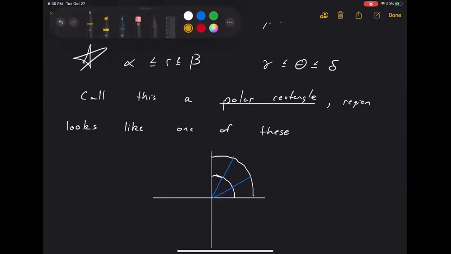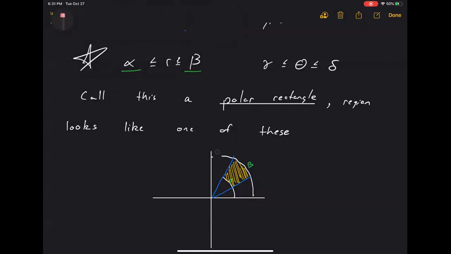And then what I'm saying for r is that r is my distance from the origin, so r is between alpha and beta. Then I combine those conditions, and what do I end up with? I end up with this region, which we call our polar rectangle. So that's what my polar rectangle looks like.